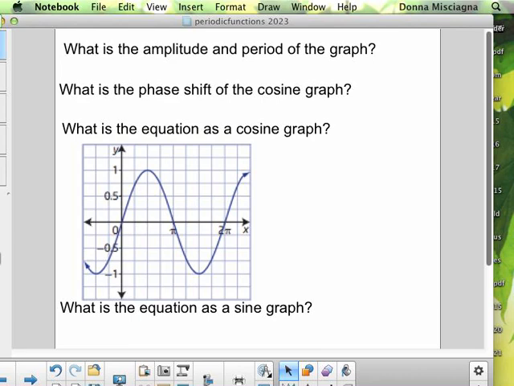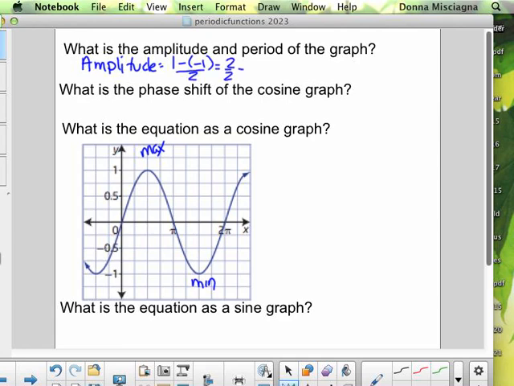All right, so the amplitude is max minus min, divided by 2. Here is the max, here is the min. So that would be 1 minus a negative 1, divided by 2, which is 2 divided by 2, or 1. And we can see that from our graph, this represents the amplitude. So the amplitude is 1.